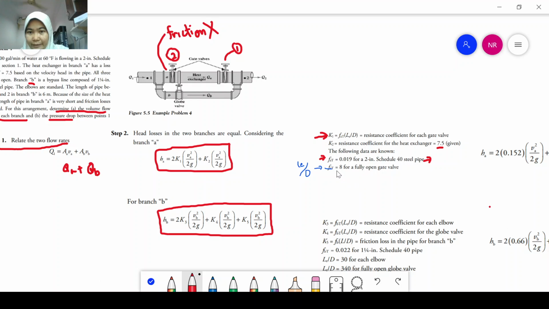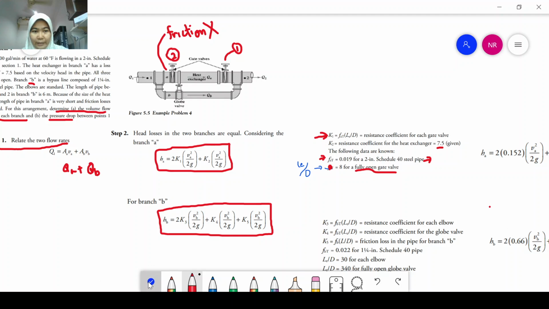So for this one, this is actually not FT. In the textbook, it's given like this, but this is actually LE over D. So LE over D is equal to 8 for a fully open gate valve. This is also from the table. What happened in branch B? Because this is all for branch A, since it was stated earlier that the friction losses are neglected.